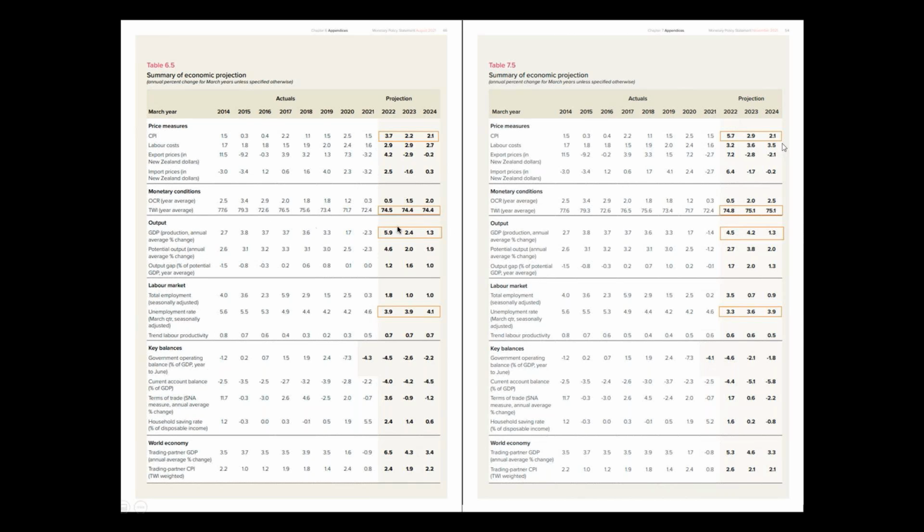Then look at the trade weighted index against the US dollar. They're expecting that to rise in 2022, 2023, 2024. Great. Look at the OCR, the official cash rate. They're expecting that to rise by 50 basis points in 2023 and another 50 basis points in 2024. Look at the GDP output. Yes, they're expecting it to fall to 4.5. That's obviously because of the recent lockdowns that came in after the last August meeting.